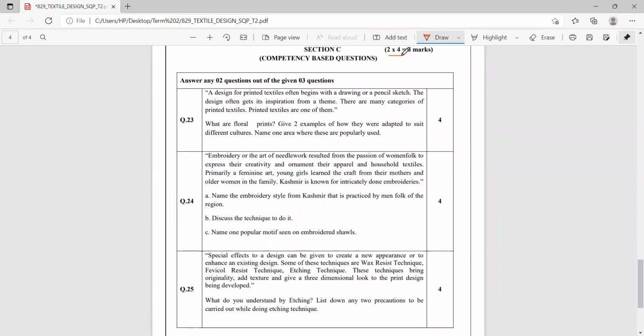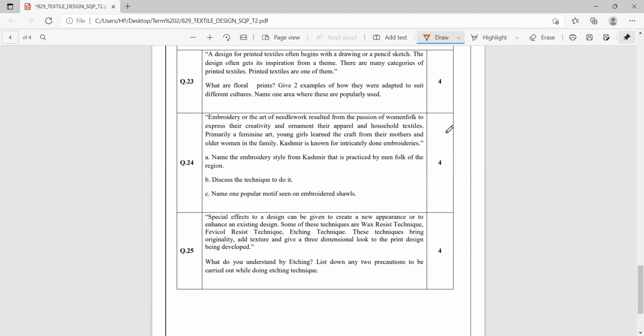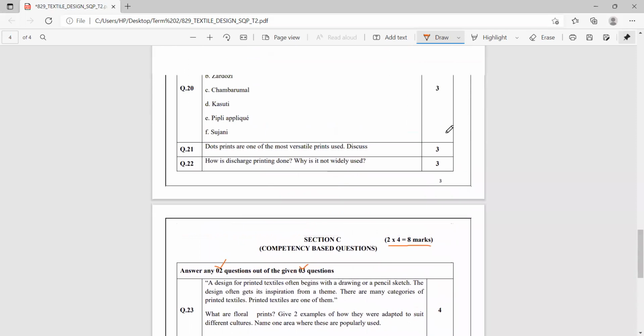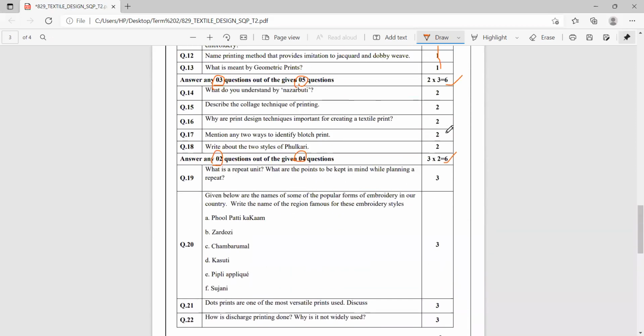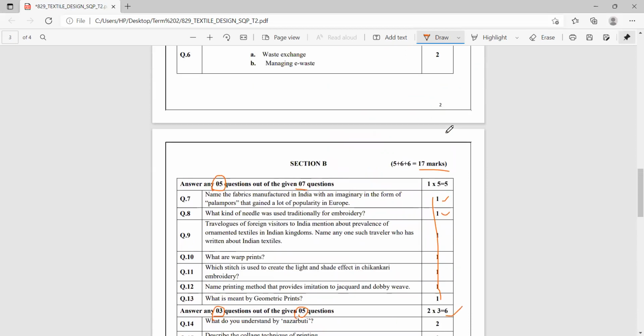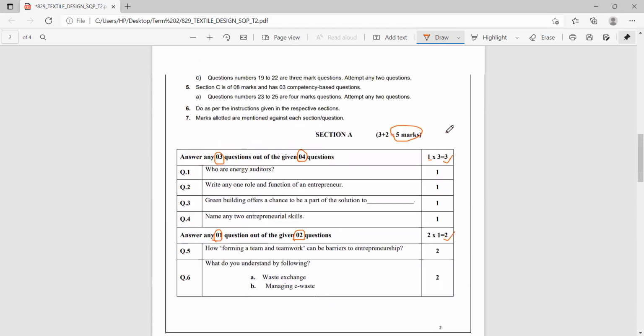अब सेक्शन सी है जहां पे आपके 4 marks ke questions hai, competency based questions. You're given 3 questions, and out of the 3, you're supposed to answer 2. That makes it 8 marks for this particular section. So in all, you have 25 questions here, but in each section, you've been given a choice. So you have to read the section instructions carefully and then answer to the questions.